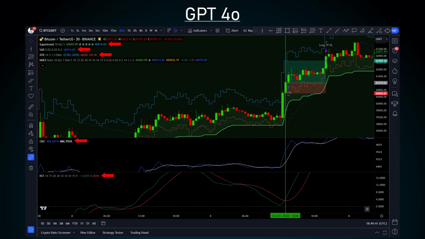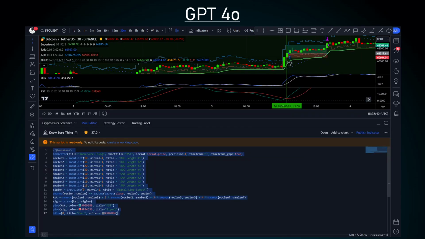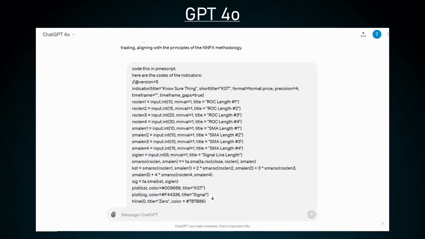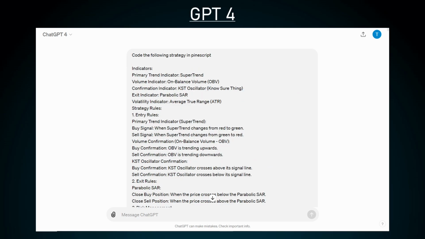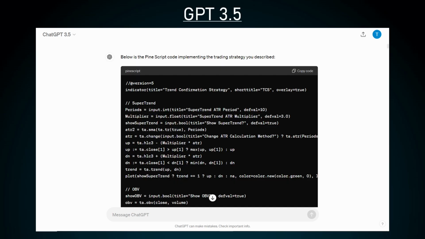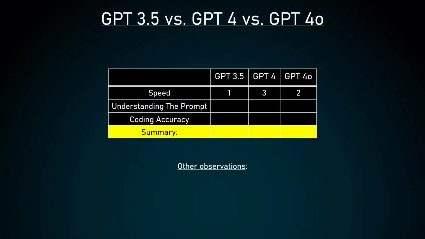Next, I opened up TradingView and added all the indicators that are needed for the strategy to the chart. Then I copied the Pine Script codes of all of these indicators, pasted them to ChatGPT, and asked it to code the full strategy in Pine Script. I did the same with GPT-4 and GPT-3.5. All of the three models started coding, and considering speed, GPT-3.5 is the fastest, GPT-4o is almost the same speed, but for me it seems a bit slower, and GPT-4 is definitely the slowest.